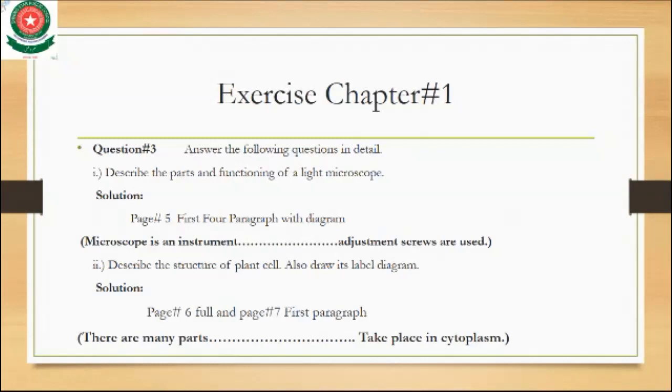On page number 6, second paragraph, "There are many parts in a cell." Part 2 of question number 3 starts with this line. And come to page number 7, first paragraph. Part 2 ends with the words "take place in cytoplasm." Only the first paragraph of page number 7, which includes only 3 lines.